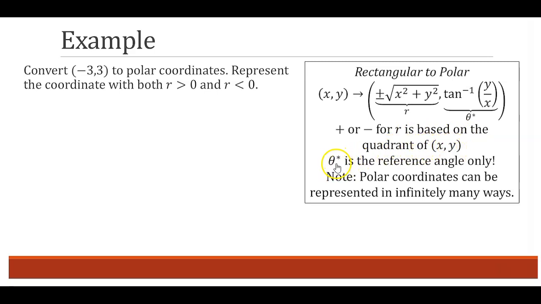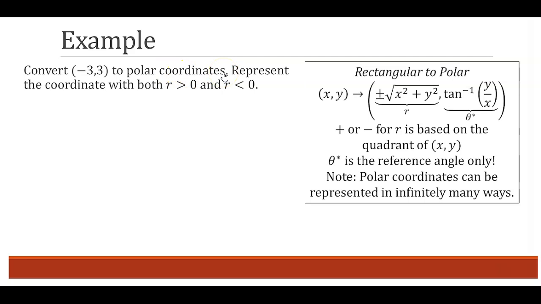And when we find this theta star, that's only going to be the reference angle. So we are going to have to do some thinking about where this point is and how to represent it as a polar coordinate, because polar coordinates can be represented in infinitely many ways. So here, let's go ahead and get started. We're going to convert negative 3, 3 to polar coordinates.